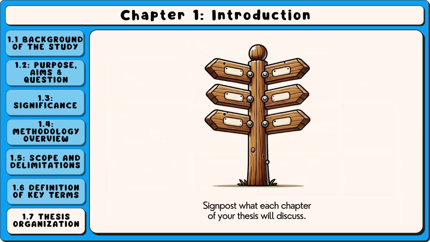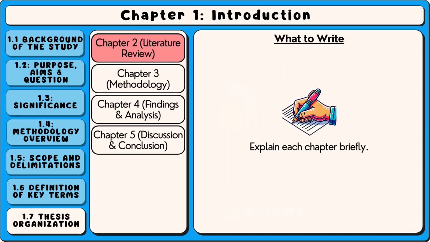Lastly, we're going to do section 1.7, which outlines the thesis organization. This section signposts what each chapter of your thesis will discuss. You've already finished chapter 1, so you can start with chapter 2, where you will signpost what the literature review will discuss. From there, signpost what chapter 3, which is the methodology, will discuss. Then signpost chapter 4, which is your findings and analysis chapter. And finally, chapter 5, which is the discussion and conclusion chapter. Simply briefly note what's covered in each chapter.